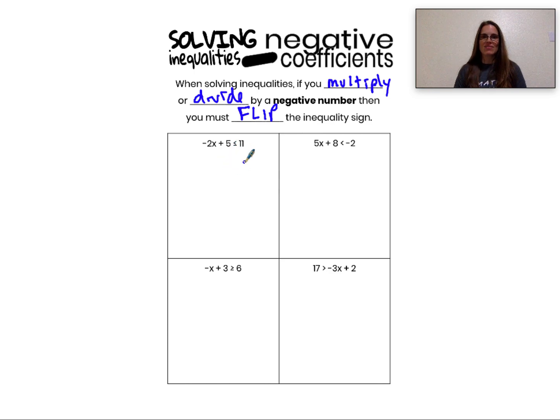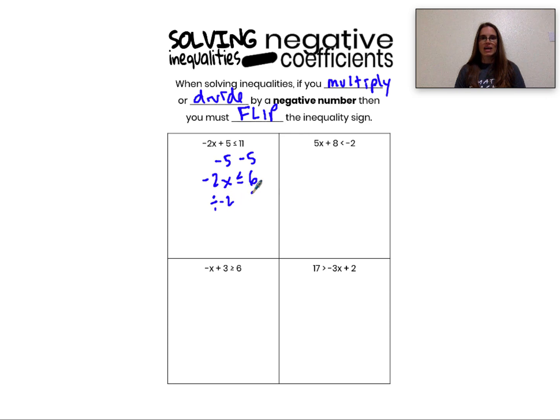Negative 2x plus 5 is less than or equal to 11. Our first inverse operation, just like if this were an equation, is to subtract 5 from both sides of our inequality. Negative 2x plus 5 minus 5 leaves me with negative 2x is less than or equal to 11 minus 5, which is 6. Now I'm going to divide by negative 2.